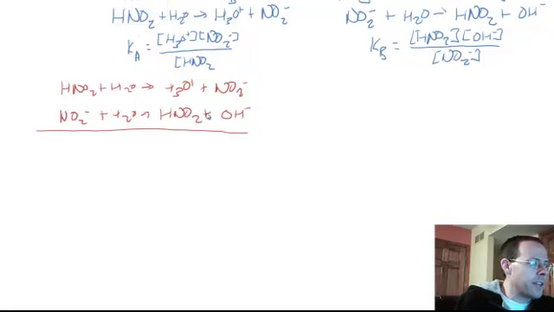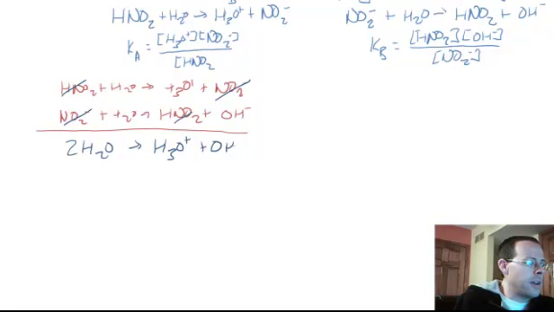we would see we kind of cancel things that are the same on both sides. We have nitrite on both sides, and we have the acid on both sides. So as we add these up, we get two waters that yield hydronium ion plus hydroxide ion. Alright? Okay, that is kind of clear. So the other thing is, what is this? This is how we get our Kw for water.